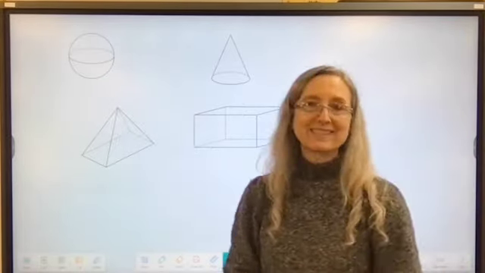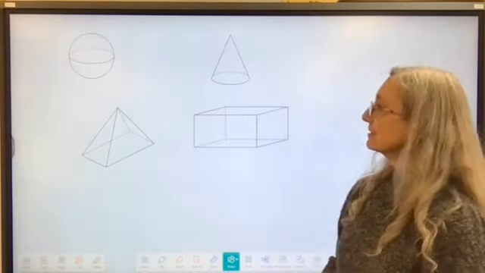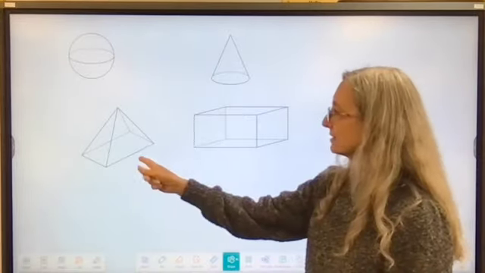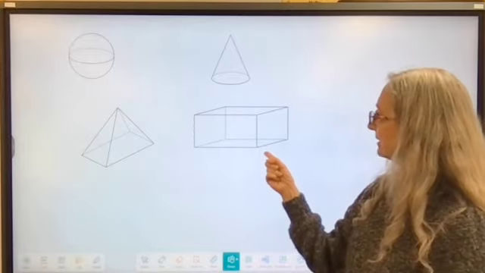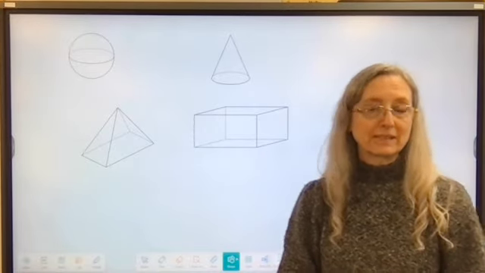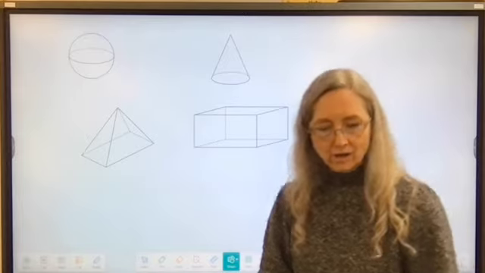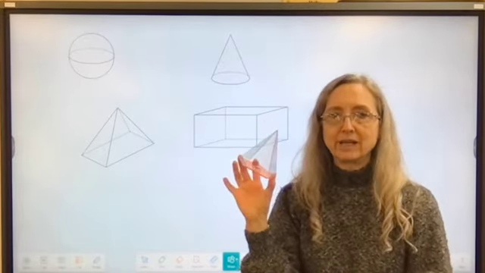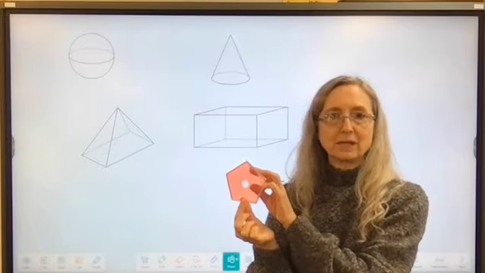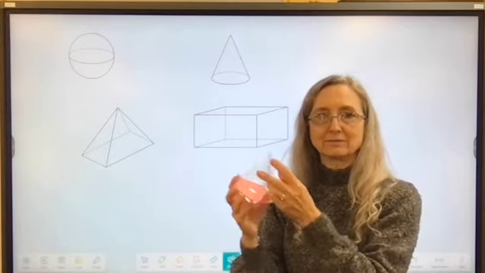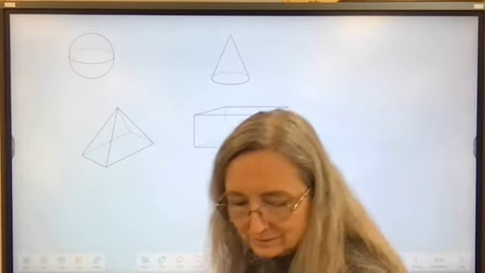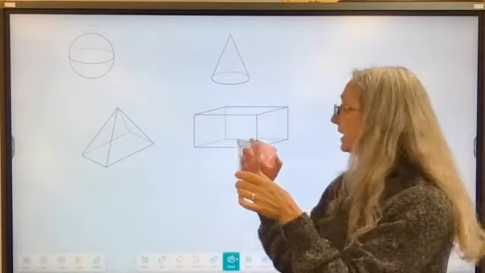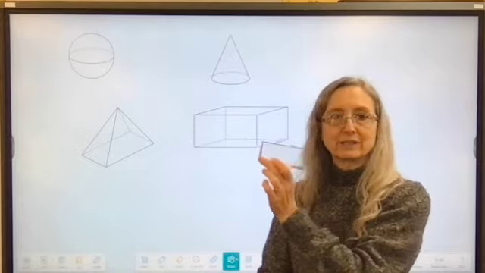This one represents a sphere, this is a cone, this is a pyramid, and this is an example of a prism. All right, I also have another example of a pyramid with a different base than this one, and I also have another example of a prism. This one has a different base.